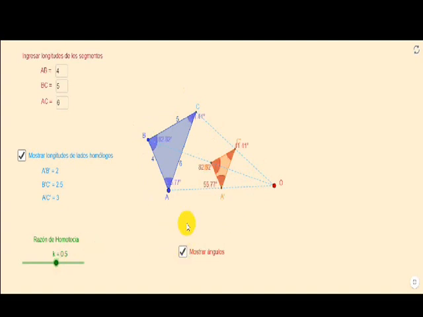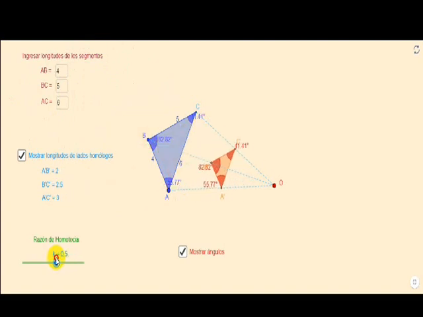So I have the angles here. We have 55 in A, 82 in B, 41 in C. But look what happens if I am increasing. The angles are the same. They don't change, even if the figure is small.